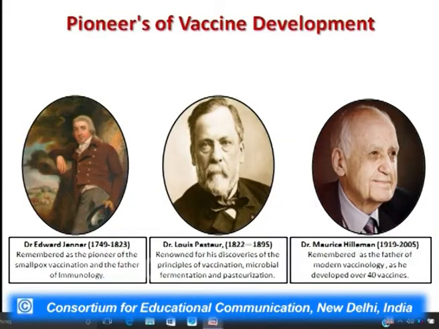vaccination. Now of course we cannot undermine the work done by Louis Pasteur. Louis Pasteur found out the causative agent for cholera in fowl. Later on he found the vaccines against rabies and anthrax, and he did pioneering work in immunology and vaccination. His discoveries of vaccination, microbial fermentation and pasteurization are well known.